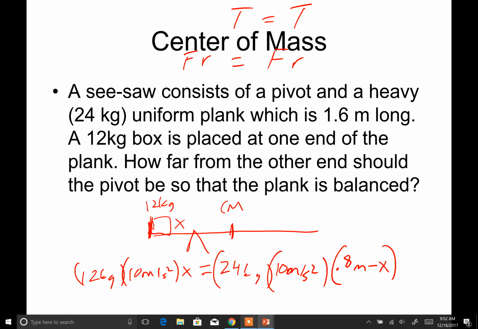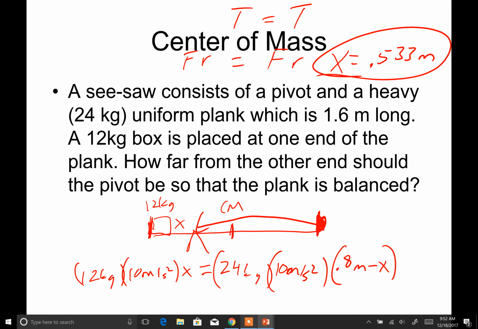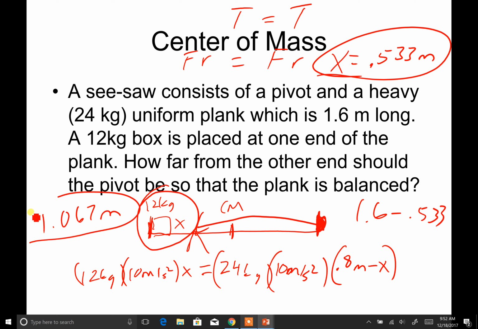All right, so if we do the algebra here and we solve for X, we end up with X equal to 0.533 meters. So that X is the distance between the 12 kilogram box and the fulcrum. That is not what this problem asks us to find. It asks us to find the distance between this end of the seesaw and that fulcrum. So if the distance from this end to the fulcrum is 0.533, then the distance from the fulcrum to this end has to be 1.6 minus 0.533, which comes up to be 1.067 meters. We only had 2 sig figs in this problem, so really 1.1 meters would be our answer to this particular problem.